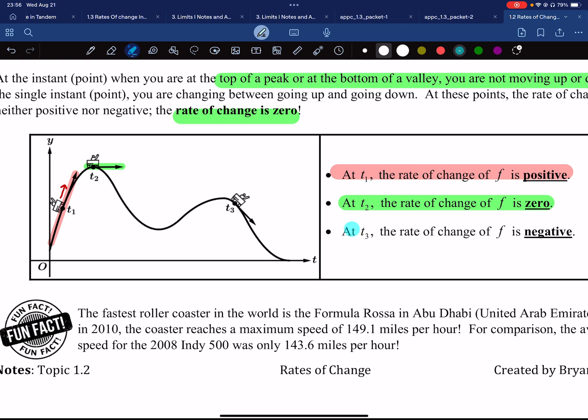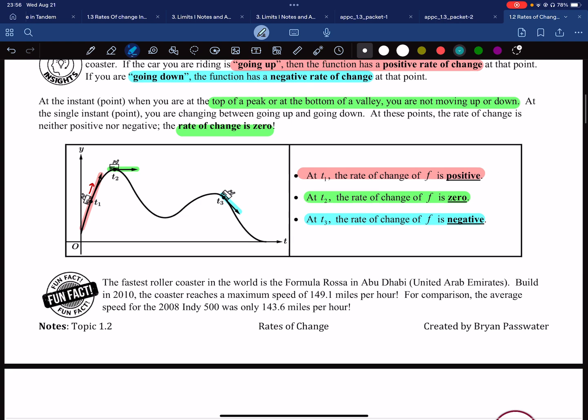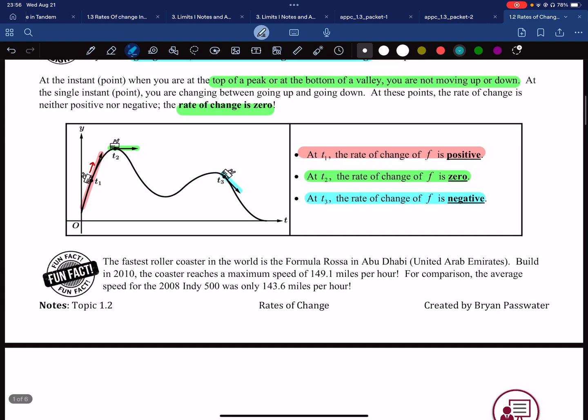Last but not least, we have our negative rate of change. That is when our graph is going down, and that happens right here. That is not all the time or the only place it happens, that's just the one we're talking about. This just shows you a roller coaster example of the different rates of change.